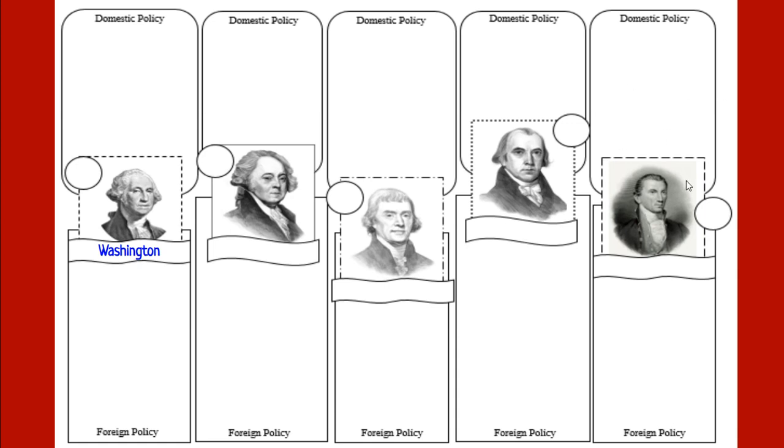And lastly, we have James Monroe. His domestic policy is less policy and more of a time period, which we described as the Era of Good Feelings. And his foreign policy is probably the better known of the presidents, and his is the Monroe Doctrine, which closed the Western Hemisphere to any further European colonization.